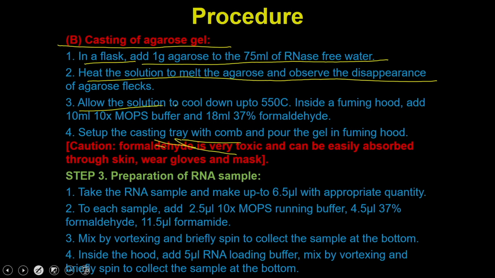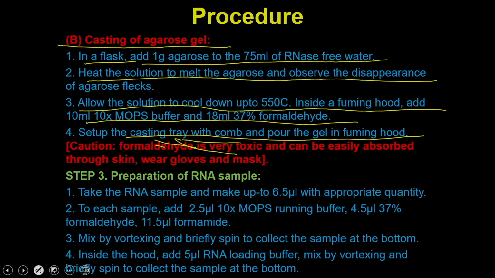Then you allow the solution to cool down to 55 degrees Celsius. Inside a fuming hood, add 10 ml of 10x MOPS buffer and 18 ml of 37% formaldehyde. Set up the casting tray with a comb and pour the gel in the fuming hood.